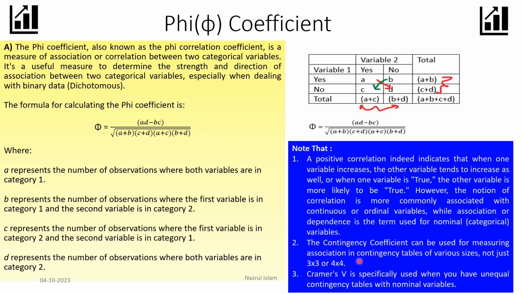Number 2, the contingency coefficient can be used for measuring association in contingency tables of various sizes, not just 3 by 3 or 4 by 4, and this we will discuss later. Again, number 3, Cramer's V is especially used when you have unequal contingency tables with nominal variables, and I will also discuss it in my next video.